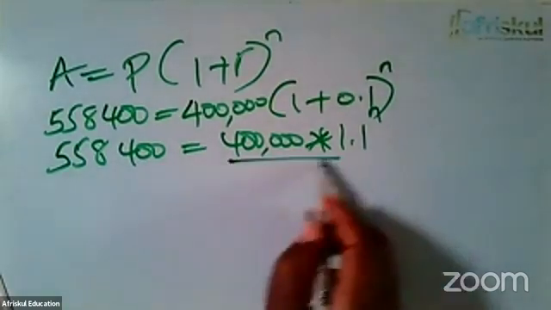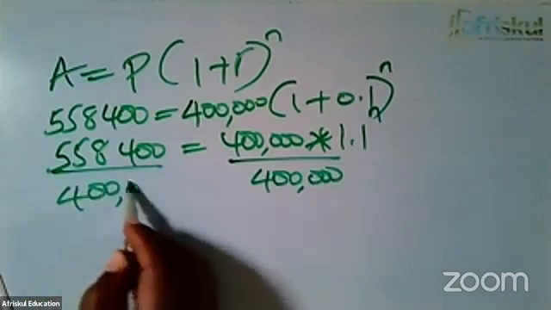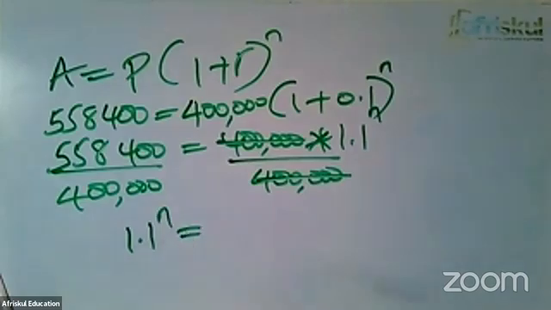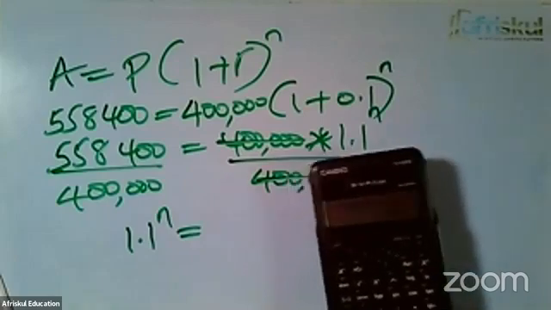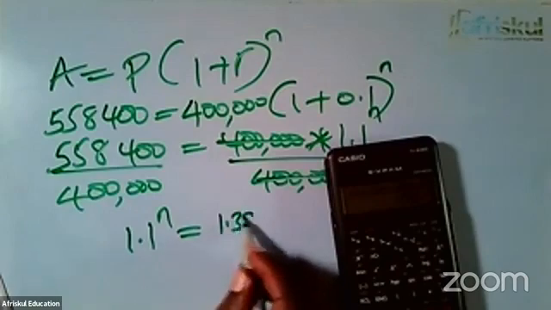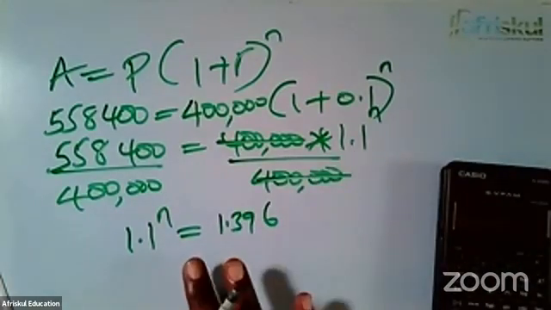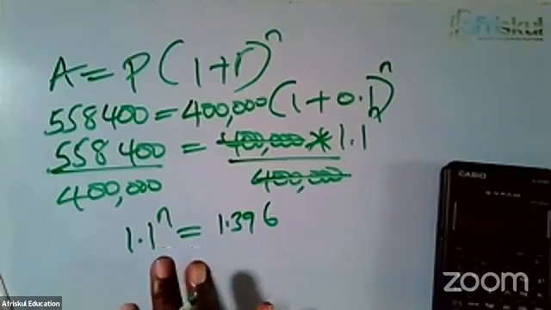So come and divide by 400,000 both sides. If you divide by 400,000 both sides, this and this will go. So 1.1 raised to power n will be equal to what? This will be 558,400 divided by 400,000, which will end up giving us 1.396. So our aim is to make n the subject of the formula.